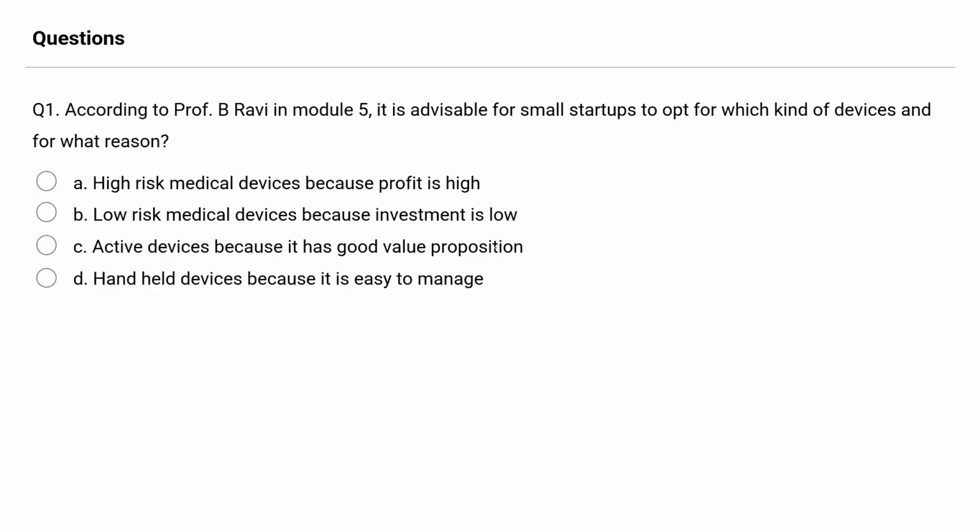Okay. So now is the time. Think about it, and in the in-call messages, you can share your choices in the form of A, B, C, or D. You've got four options here, and we are trying to understand the advice for small startups. What is the advice given for small startups to opt for which kind of device? Which kind of device?